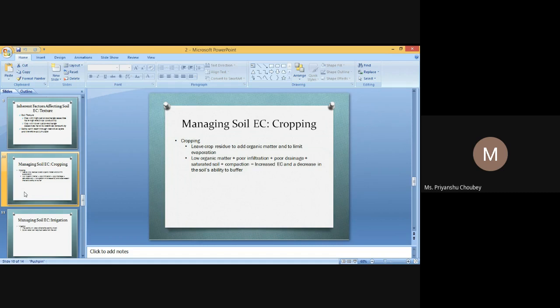So the relationship between pH and exchangeable sodium percentage of the soils is like this: pH of 8 to 8.2 corresponds to an exchangeable sodium percentage, and pH of 8.4 corresponds to an exchangeable sodium percentage of 20 to 35. Here pHs and pH2 are the pH of the saturated soil paste and of the 1:2 soil water suspension respectively.